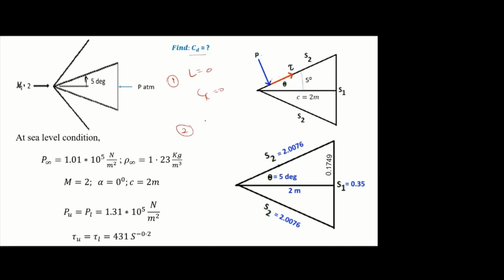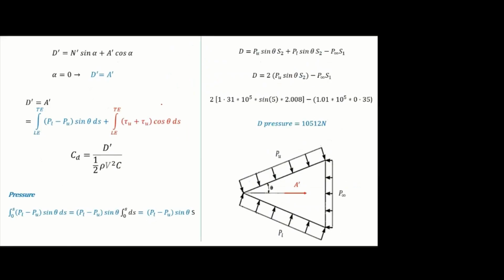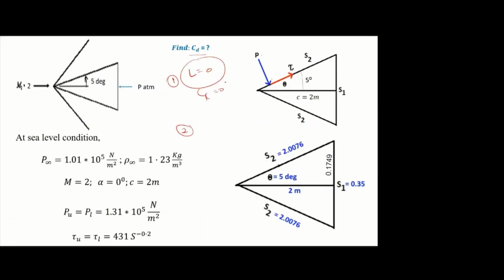Some people will forget. They will try to find the lift value by substituting in these equations. If you substitute also, you will get the same 0 value only, but there you can straight away write it. Is that clear? Should I repeat anything?